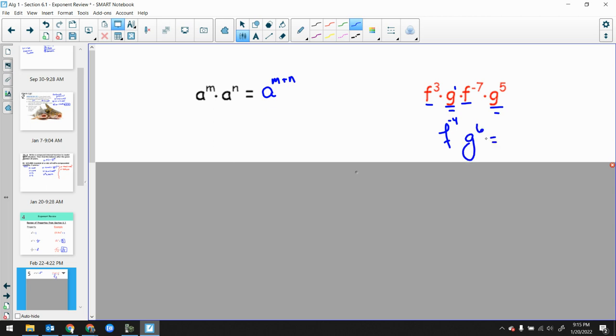Now remember, I cannot leave a negative exponent in an answer. That's not happy. Move it down. The g to the 6th stays on the top. The f to the 4th moves down to the bottom. And there's my answer.